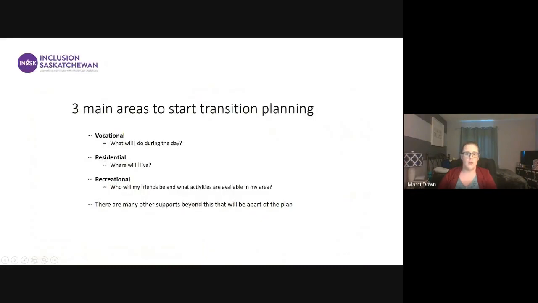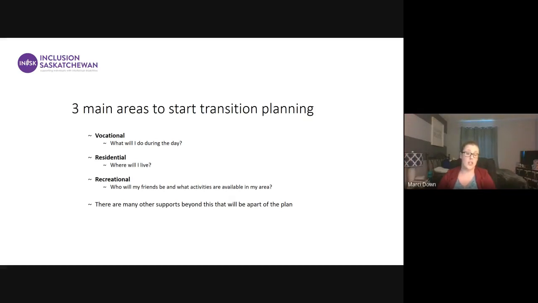And then moving into the three main areas of transition planning. These three areas are the areas we typically start off with, but there are so many more areas that you'll bring into the planning piece. The first one is vocational. That's, what do you want to do during the day after high school? Once school is done, you don't really have anything to do. So what does that look like?